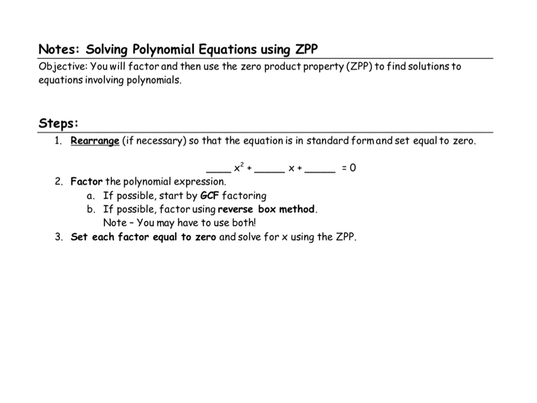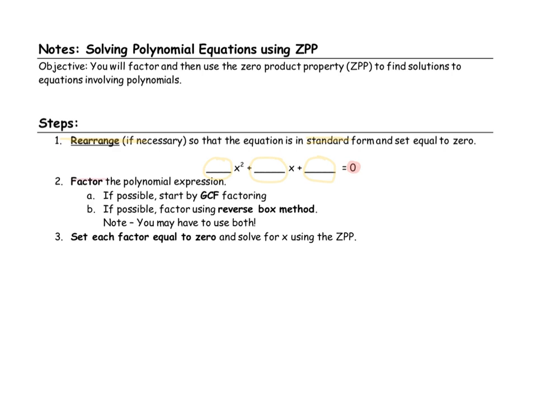So the first step to solving using the zero product property is to rearrange your equation so that it is in the form something x squared plus something x plus something equals 0. This is called standard form. And remember, in order to use the zero product property, you have to have your equation equal to 0.